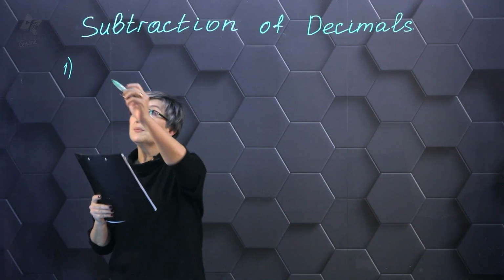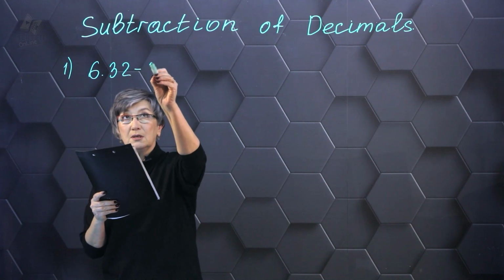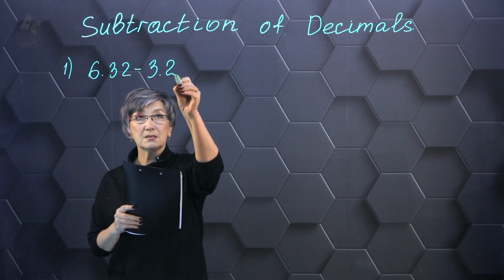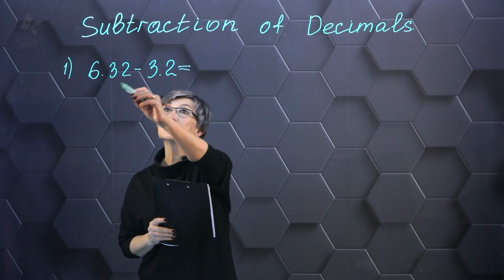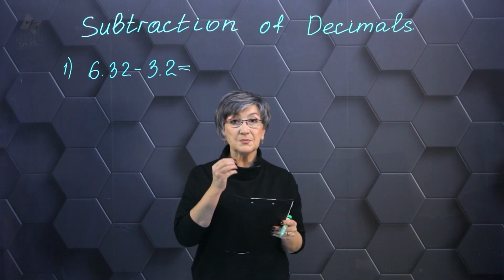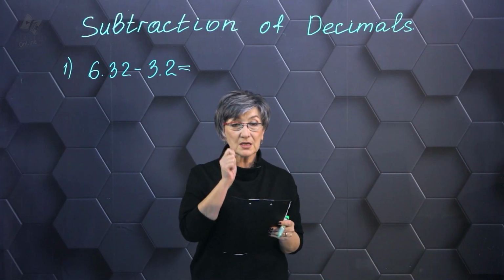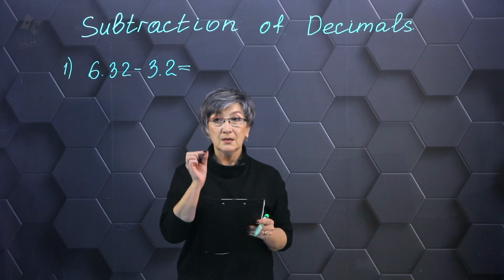The first example: 6.32 hundredths minus 3.2 tenths. What do we need to do? Recall the rules for adding decimals. We added and wrote it down in a column. We're going to do the same thing with subtraction.